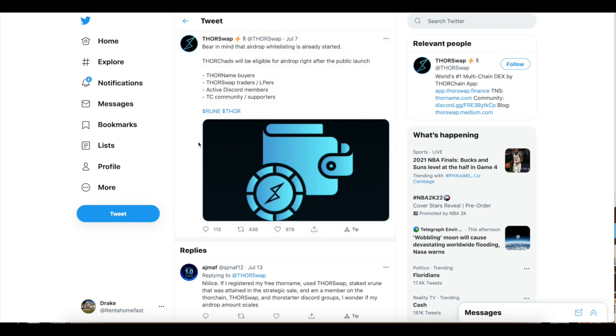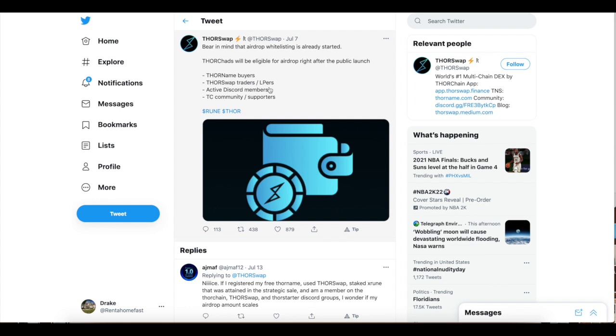Anyways, let's go and get into it. You guys are probably reading this while I was talking, but this is how you can get an airdrop. First off, Thor name buyers, Thorswap traders, LPers, active Discord members, and Telegram chat community slash supporters. They have had some airdrop whitelisting already starting, so guys, keep that in mind. It may still be available. It may not. I don't know. Don't want to miss out on it. But anyways, guys, let's go ahead and talk about Thorswap. That's how you can get into the airdrop.